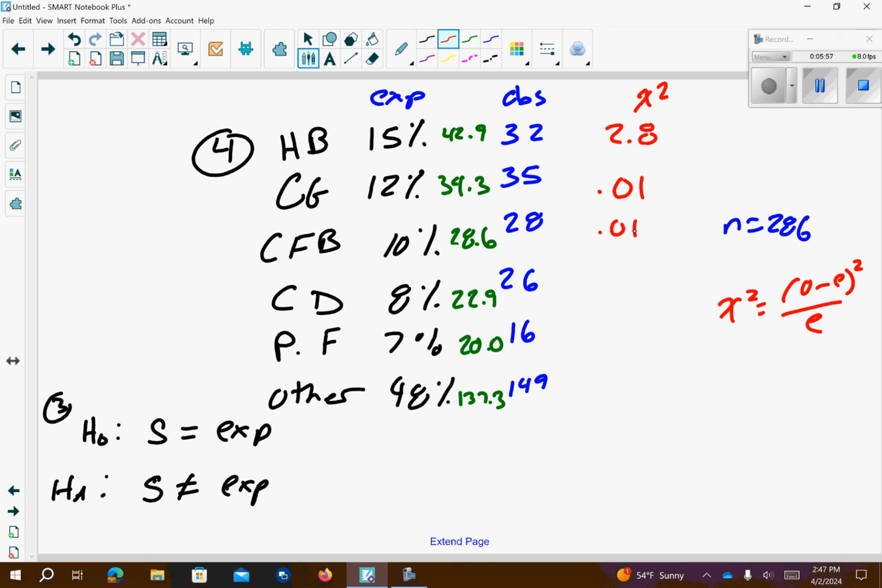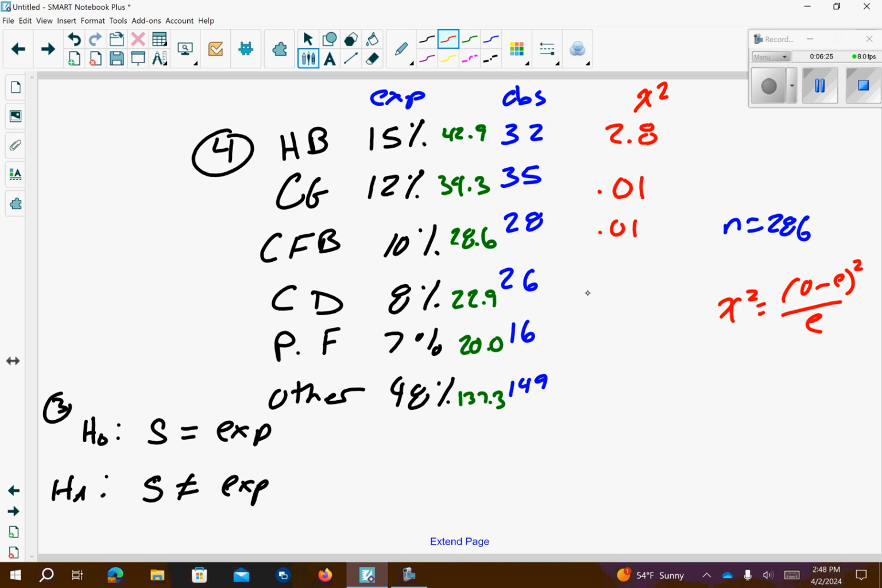Then 8%, so 0.08 times 286. Oh, I take it back. Clear. Oh, I don't know what I'm doing. Sorry. I'm going to do my observed of 26 minus 22.9. We're going to square that. So 3.1 squared is 9.61, divided by our expected value of 22.9.